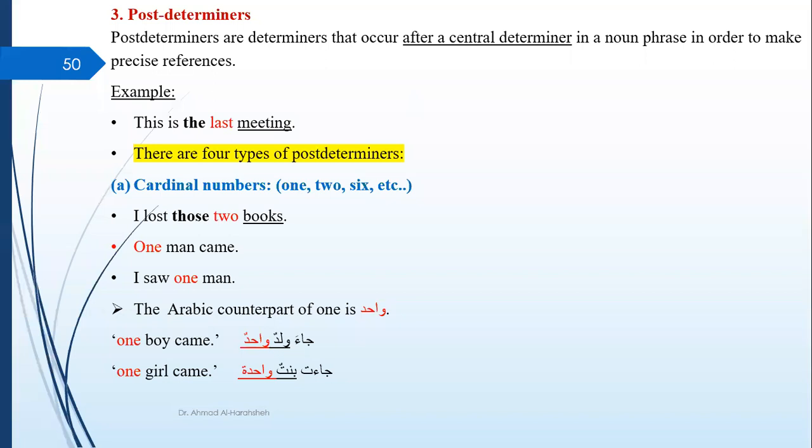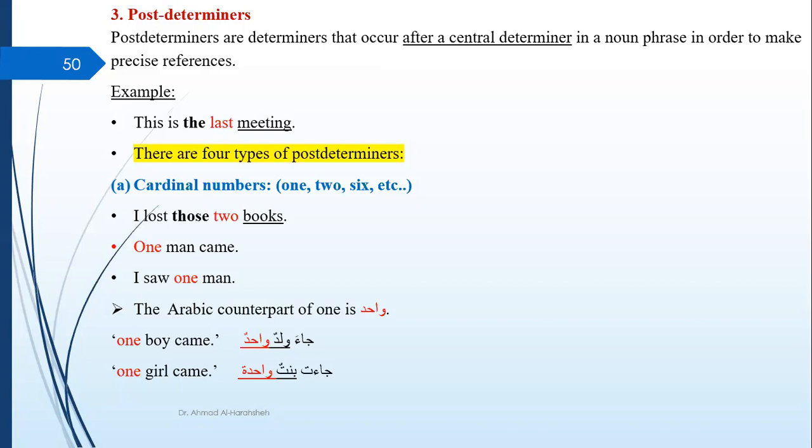Now, if you look at this example here, this is the last meeting. If you look at the noun meeting alone, this is indefinite. But when we add the word last, it becomes somehow definite, last meeting. If I'd like to make it more precise, I will say the last meeting. Here, it will be more precise.